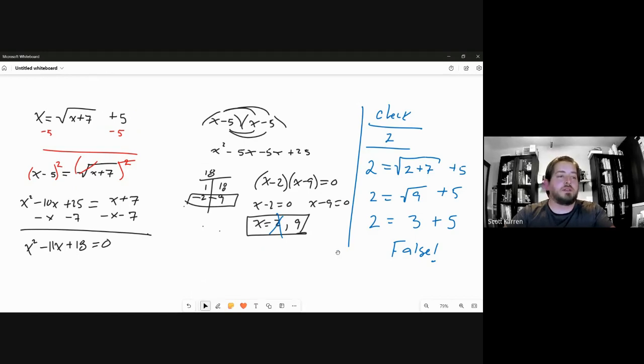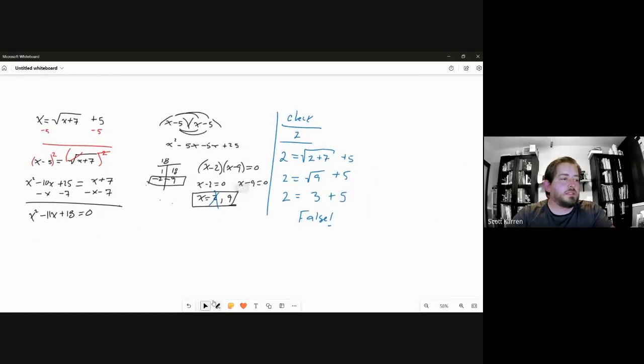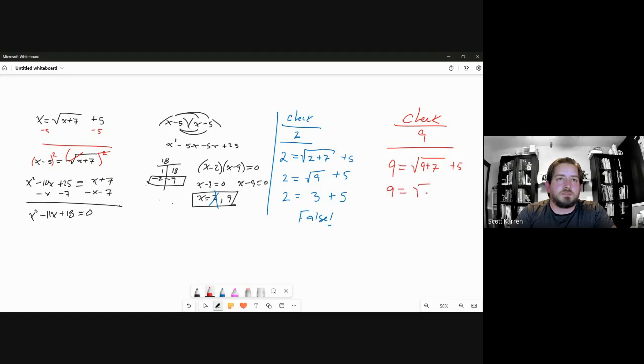But I will check the other one. Let's check 9. That would mean then 9 is equal to the square root of 9 plus 7 plus 5. Or 9 equals the square root of 16 plus 5. The square root of 16, of course, is 4, and this one works out. So I do have one solution. It's x equals 9.